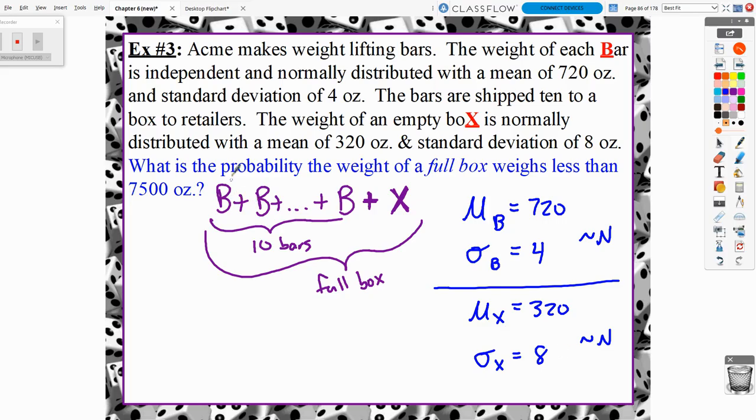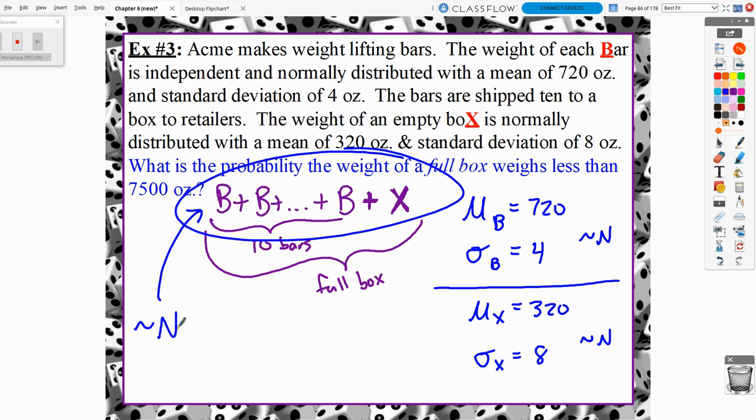So if we're going to have a normal distribution plus a normal distribution plus a normal distribution plus another normal distribution, in the end, this distribution will be approximately normal as well. And we need that to happen so that we can use normal CDF in order to calculate said probability. So we know that this new combined random variable is approximately normal, but now let's figure out the mean and the standard deviation of this full box.